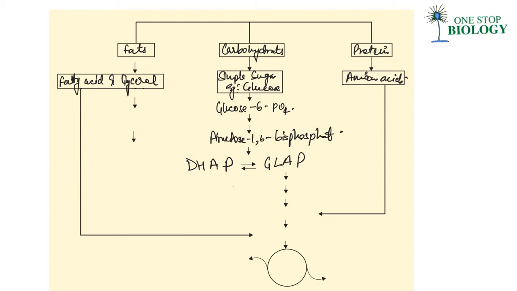Right? Now this changes into pyruvic acid, which is the end product of glycolysis. It combines and forms acetyl coenzyme A, and it enters into the Krebs cycle. And here we have carbon dioxide and water released finally, and it is basically consumed in the form of energy in the form of ATP molecules, right?